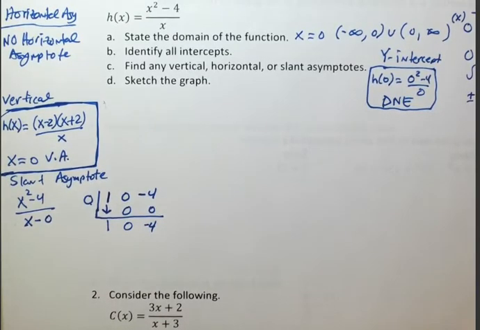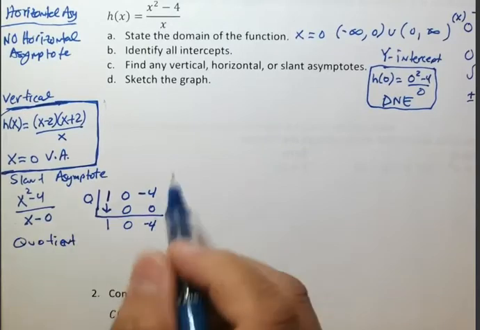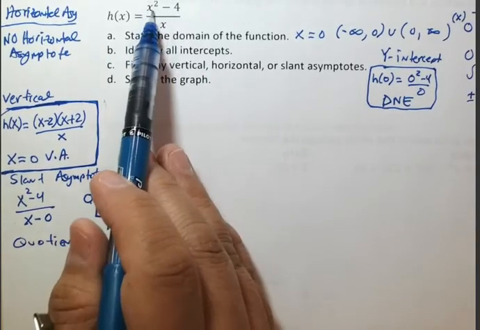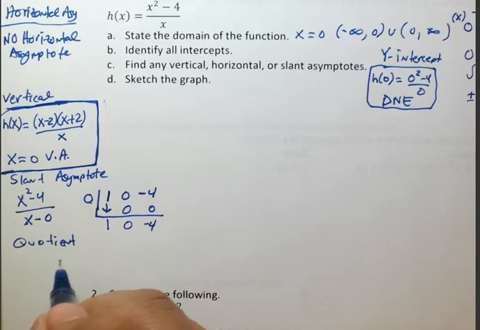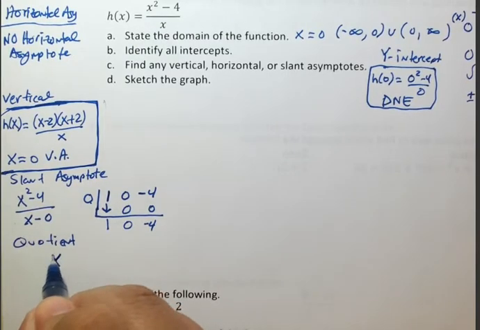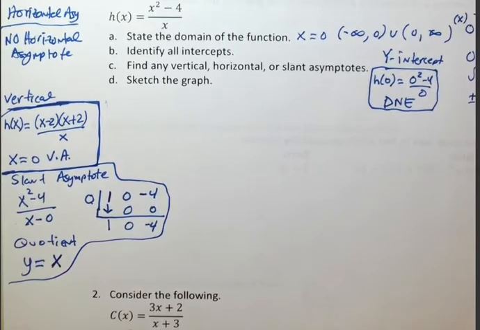So your slant asymptote is your quotient, whatever your quotient is. Okay. So my quotient here, since we started with x squared, then when we do the quotient here, we go 1 degree less, so that's going to be x. So y equals x is going to be your slant asymptote. Any questions on that one?